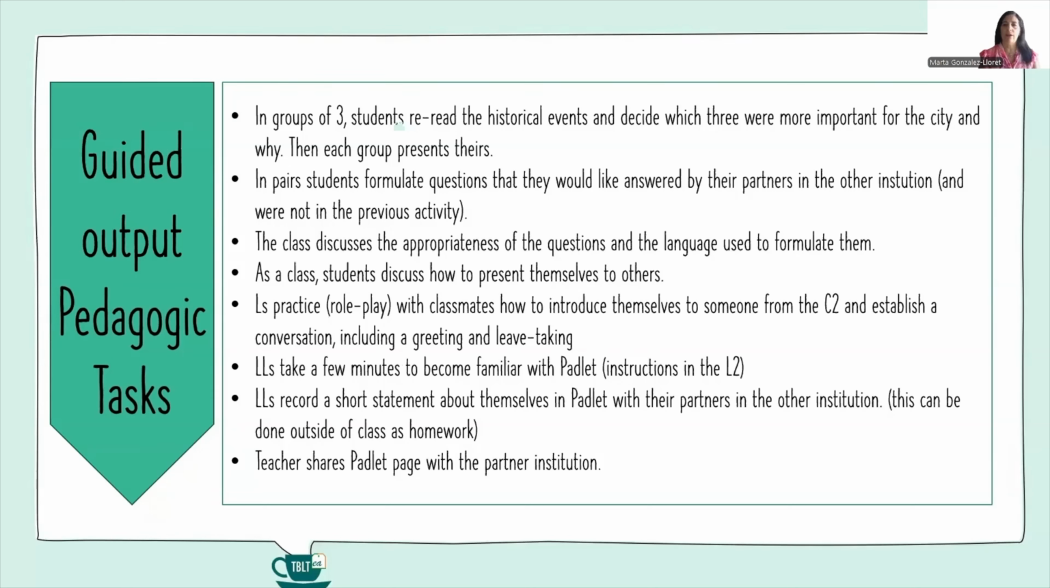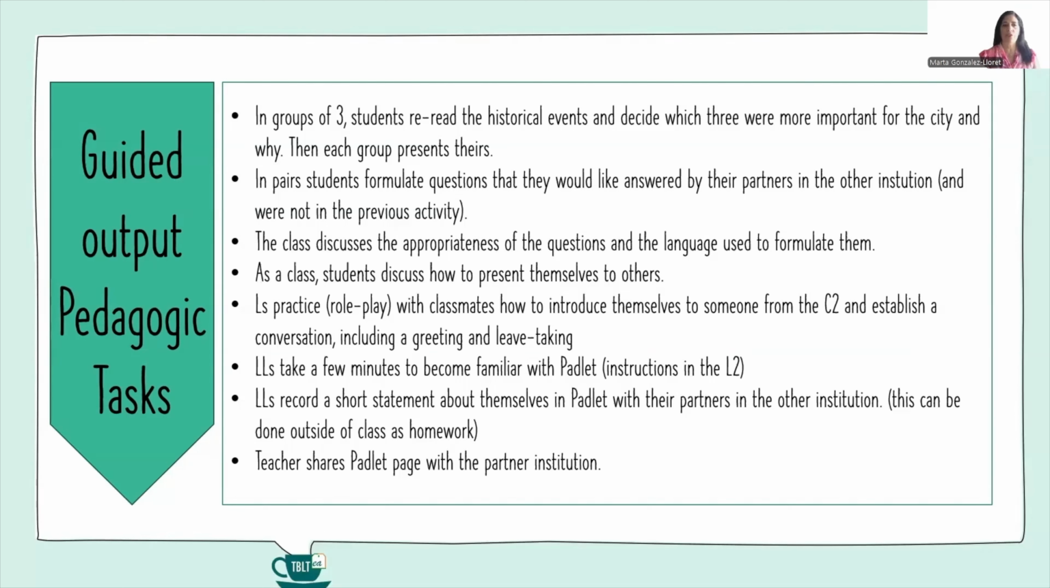And these are oral or written tasks that are most of the time done collaboratively, either in pairs or groups. And it is during this collaborative pair work that negotiation of meaning happens, which we know from SLA research is essential for language acquisition. For example, students will work in groups of 3 and reread the historical events that they have seen in the previous tasks and decide which 3 are more important for the city and why. And then each group can present those to the class.